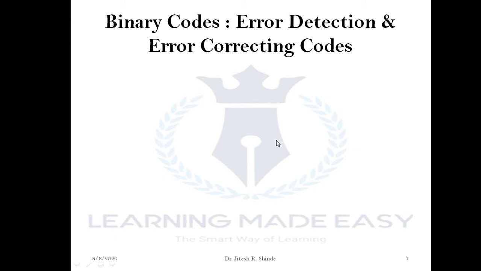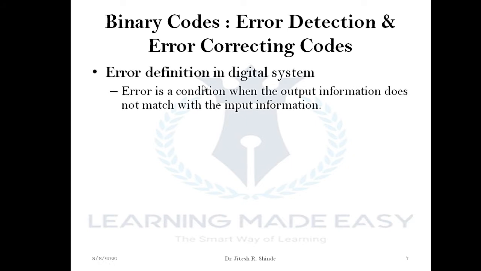Now the next topic, error detection and error correcting code. Just now in the previous slide we have seen that in EBCDIC code, the MSB bit is used for error detection. The explanation for it we will get in this topic, error detection and error correcting code. Now, error definition in digital systems. What is error? How does the error occur? Error is a condition when the output information does not match the input information.